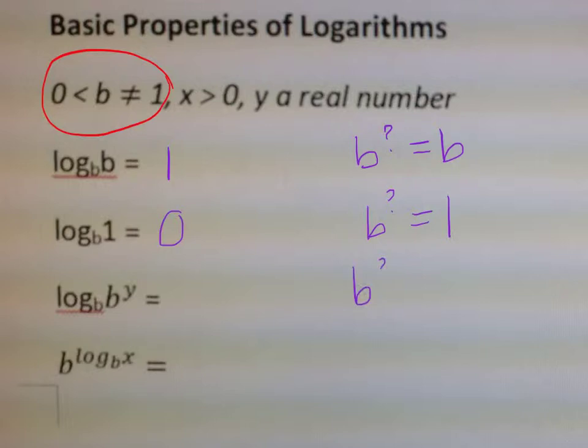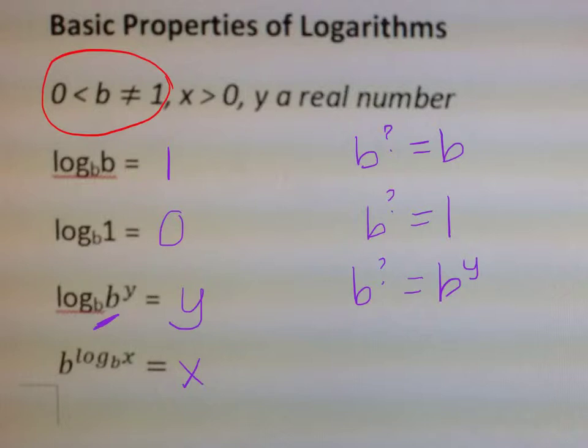Moving along, for these next two, b to what power gives me b to the y? That exponent must be y. It's kind of like they don't really cancel each other out, but they create that common base. It's similar in this next one, b to the power of log base b of x. That just gives us x. And we'll talk about that one more in class as well.